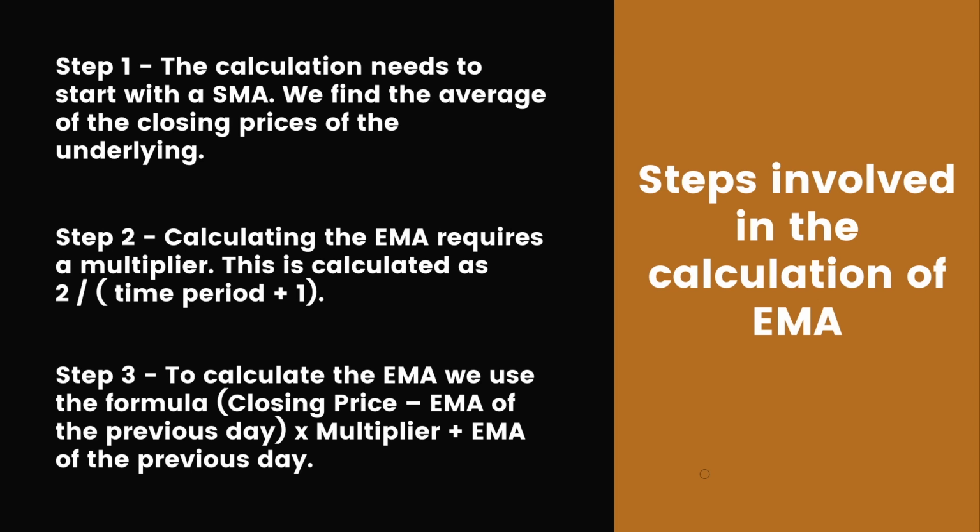Step 3. Now finally, to calculate the exponential moving average, we will use the formula: closing price minus EMA of the previous day, times the multiplier, plus EMA of the previous day. For the first time, we will use the simple moving average of the previous day in place of the exponential moving average of the previous day.